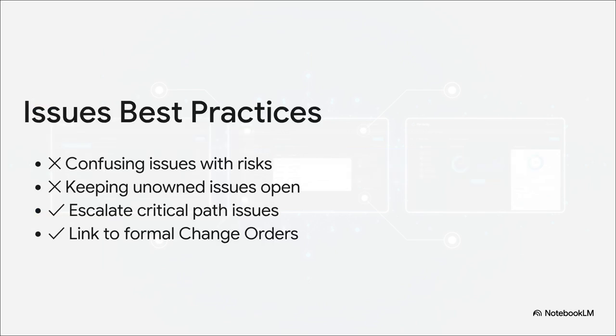The absolute biggest rookie mistake here? Keeping unowned issues open way too long without defining clear escalation triggers. Literally, every issue needs a human owner. Pro tip for you, if an issue even touches your critical path, escalate it instantly because it is actively threatening your project's end date. And always remember, if an issue requires a modification to your baseline, like you need extra money or extra time to fix it, it must be immediately linked to our final topic, formal change orders.